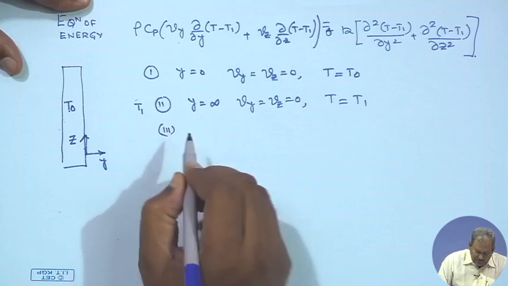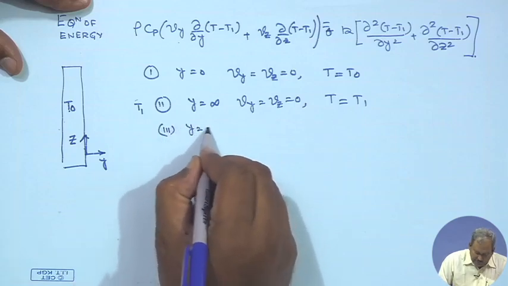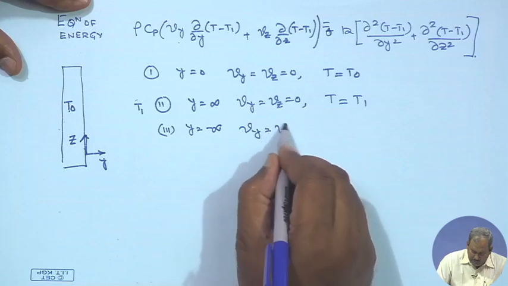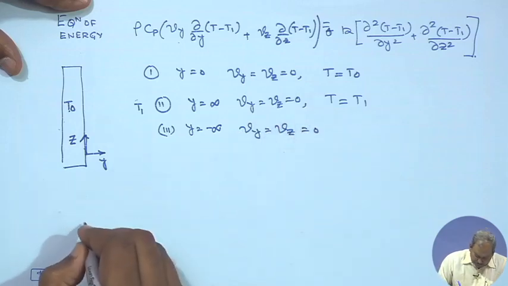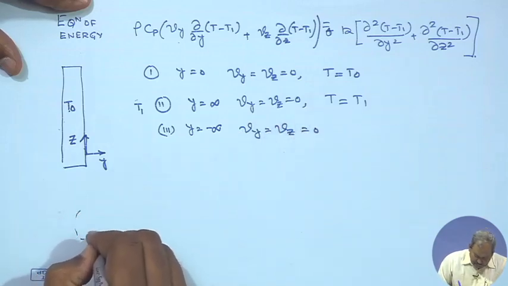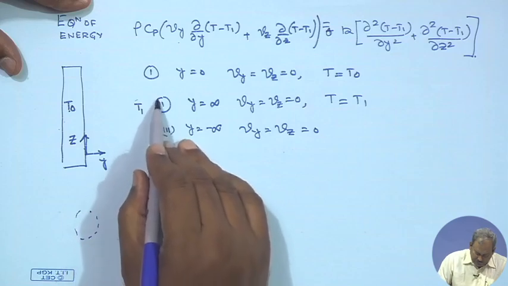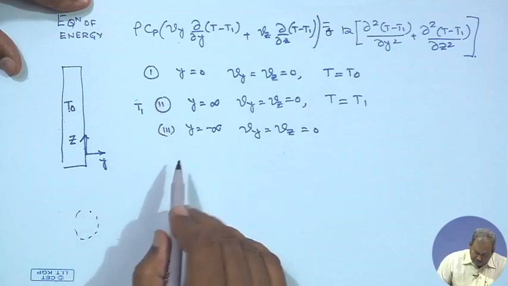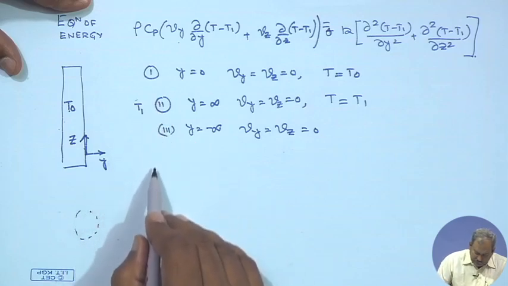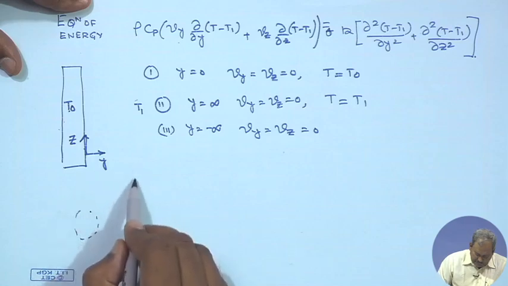And the third condition is at y equals minus infinity, Vz equals 0. So, y equal to minus infinity refers to a point over here. So, any motion of this is going to be like this.